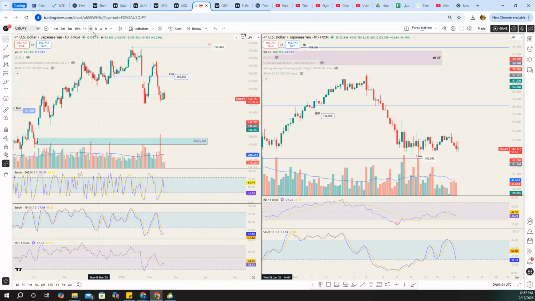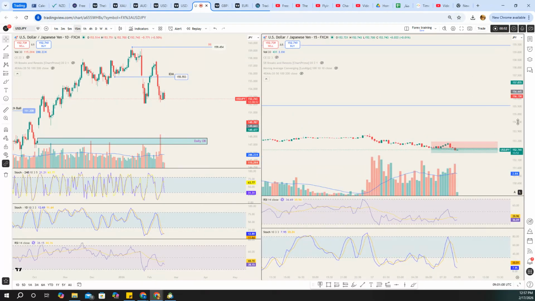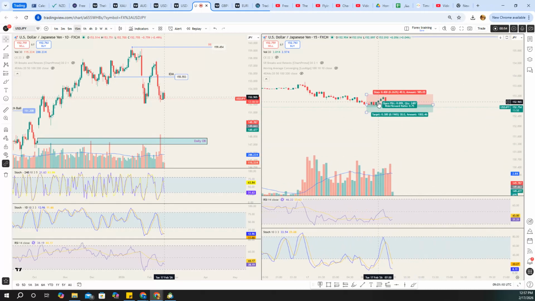Let's look at the 15. I started this video while the trade that I want to talk about was at this level here, at this candle, between this candle and this candle. Now things are getting better.